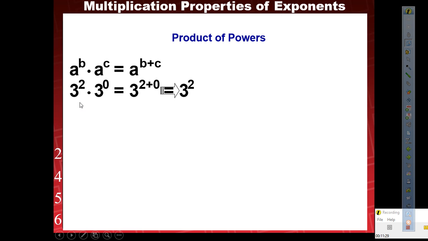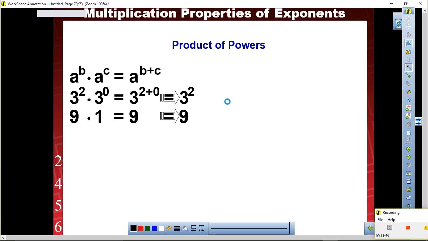Are they the same base? Don't we add 2 plus 0? Yes. Don't we get 2? Yes. So what is 3 squared? 9. So this is 9 and this is 9. Do you agree with that? Okay. But this says 9 times something gives me 9. What is that number? 1. Okay? Let me show you with a different number.